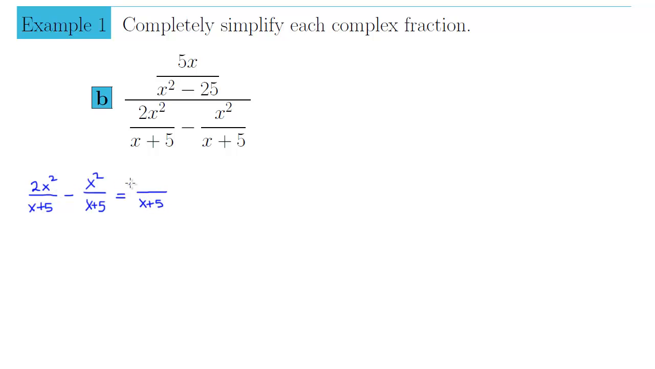And in the numerator we have 2x squared minus 1x squared. But this is also very nice because these are like terms and we can combine those together. 2x squared minus x squared simply gives us x squared in the numerator and x plus 5 in the denominator. Wonderful. We now have a simple fraction that we can replace into our more complex fraction above. So let's rewrite. 5x over x squared minus 25, all divided by, and replace now with the simple fraction, x squared over x plus 5.